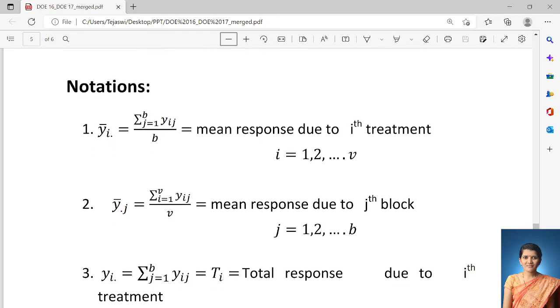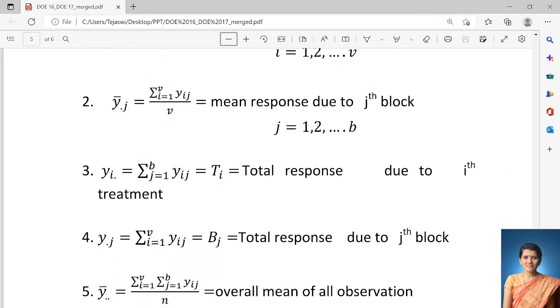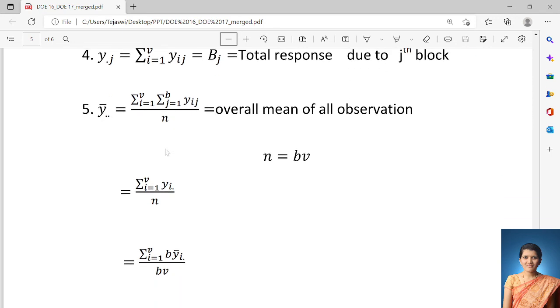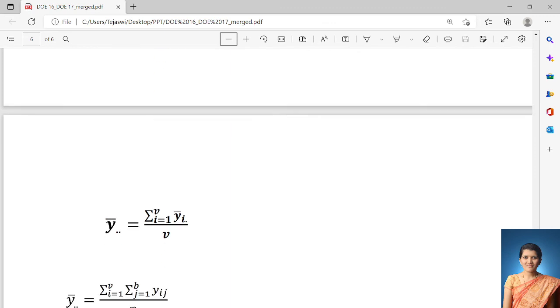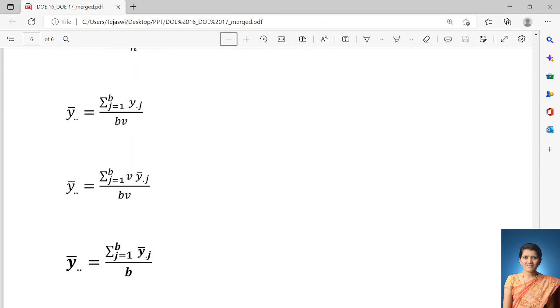In this design we have used some notations: yi dot bar is the mean response of the ith treatment. Y dot j bar is the mean response due to the jth block, and these are the totals for the treatments and totals for the blocks. The overall mean is y double dot bar, and this is the formula for the overall mean.